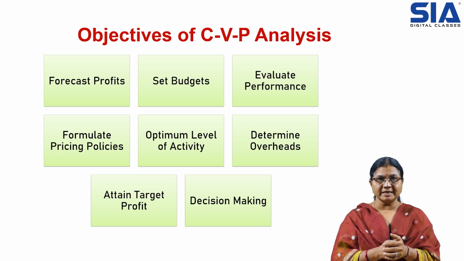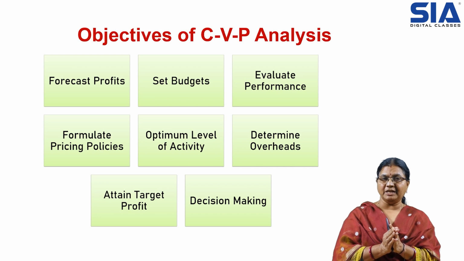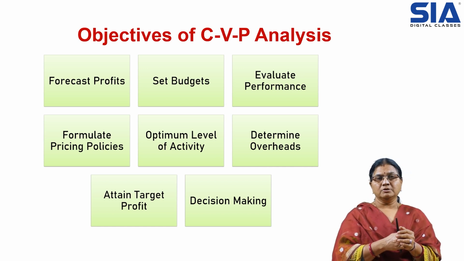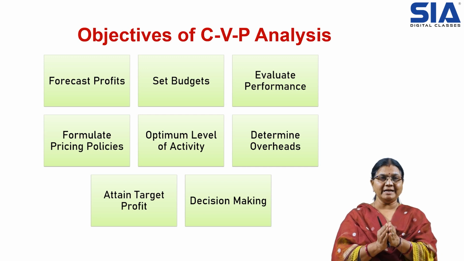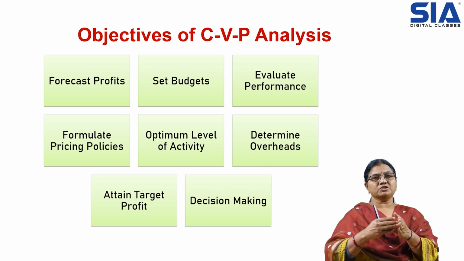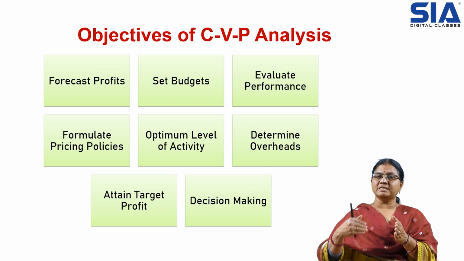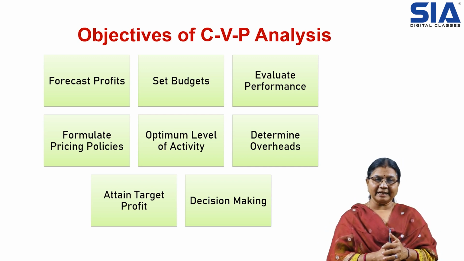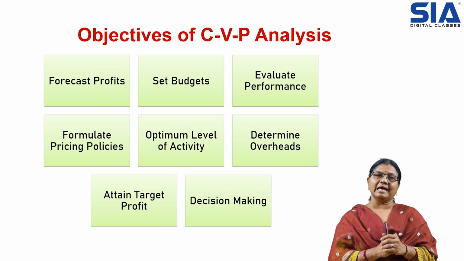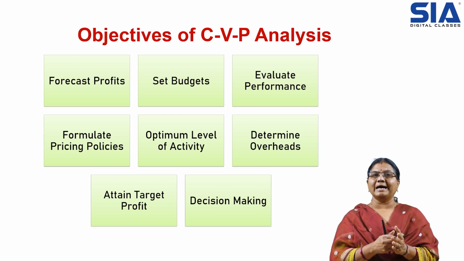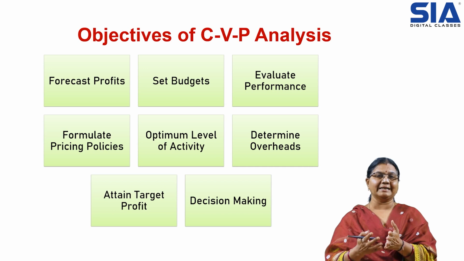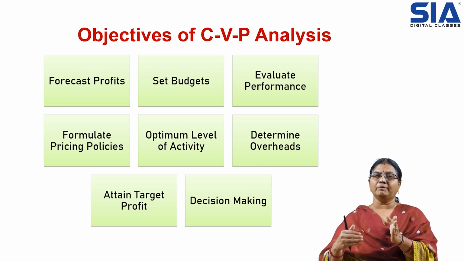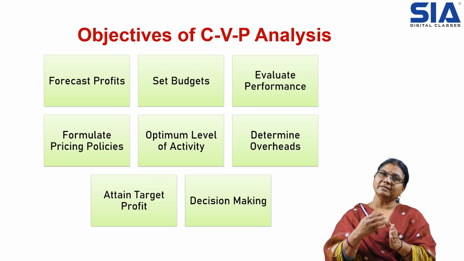Then determine the overheads. Here overheads are the expenditure you need to charge depending on the level of activity done. So we will be charging the overheads on each activity, how much expenses you have to charge depending on the level of the activity. Then attaining target profit. CVP analysis will help us to attain the target profit. Unless you have targets, you cannot perform the activity. So we should have the target, so that we will be planning for the production and the sales.